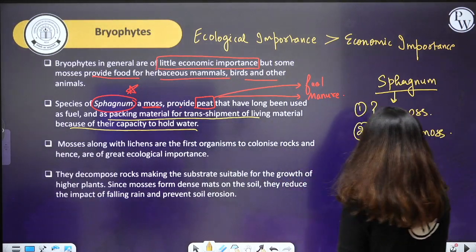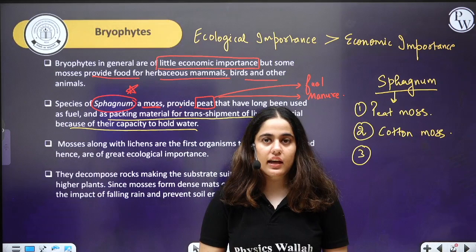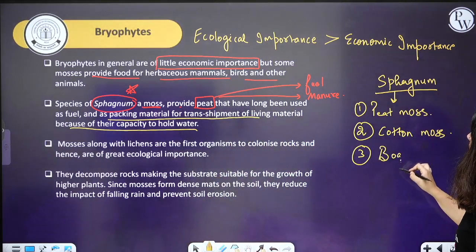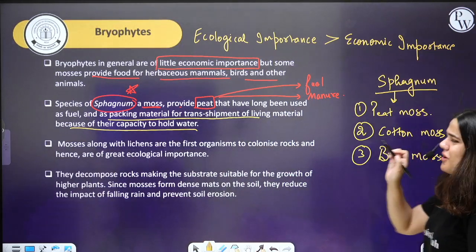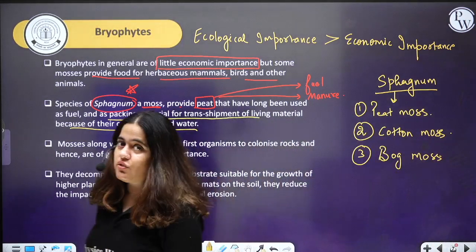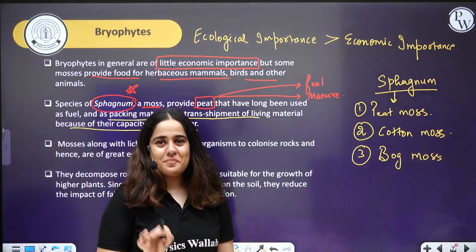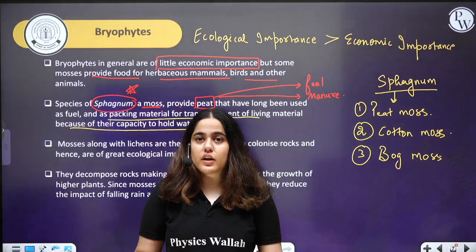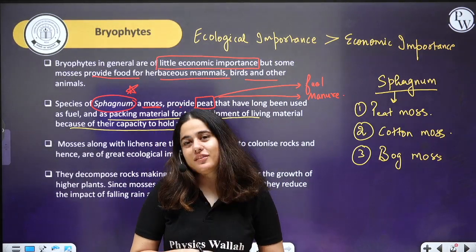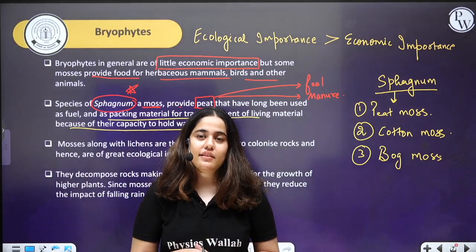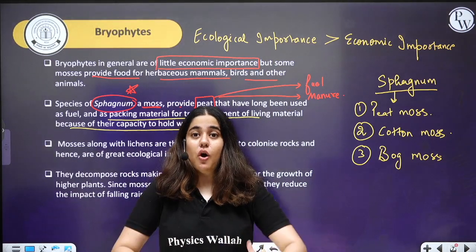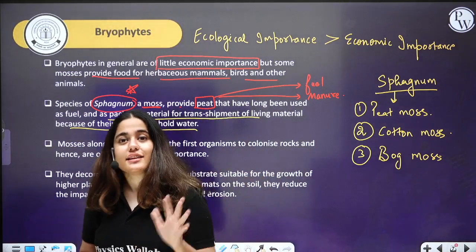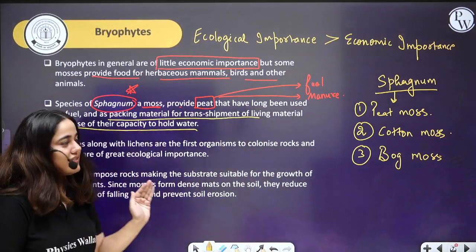And because they are found in marshy, acidic areas, also known as bog, they are also known as bog moss. This is an interesting thing to know: sphagnum has three names. Peat moss, because we obtain peat from sphagnum; cotton moss, because they have good water holding capacity; and bog moss, because they are found in marshy acidic areas, which are also known as bog. That's why we call them bog moss. So there are three names of sphagnum: peat, cotton and bog moss.